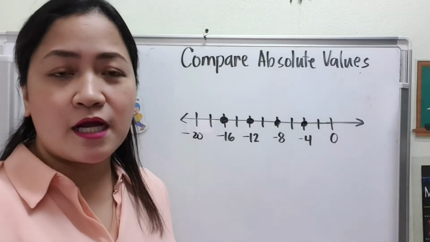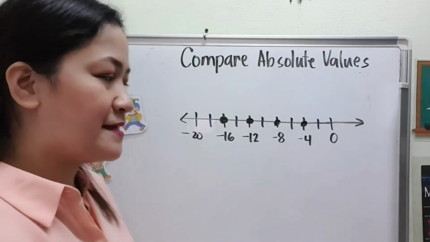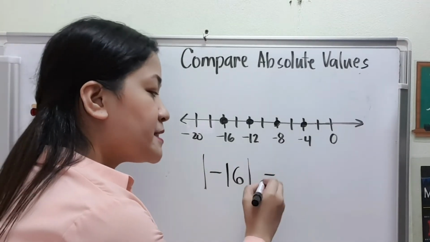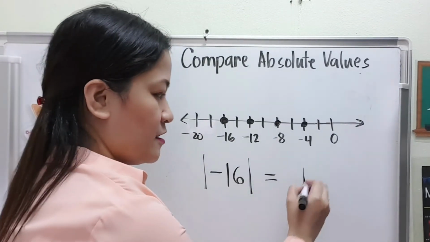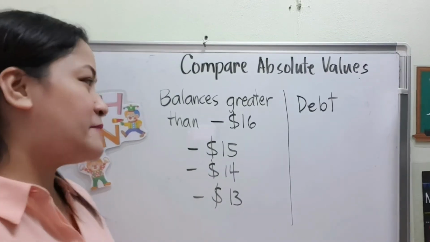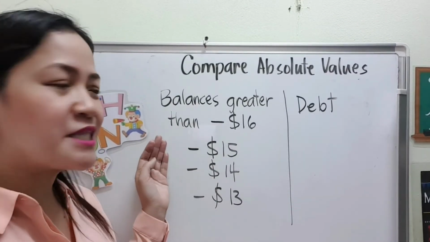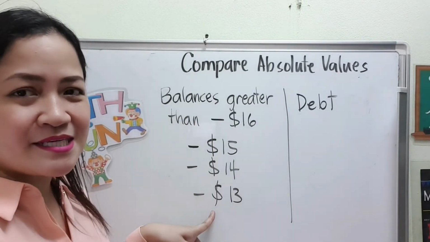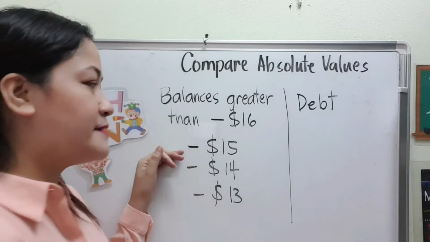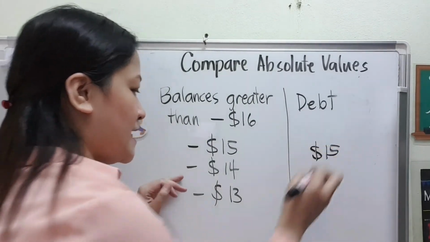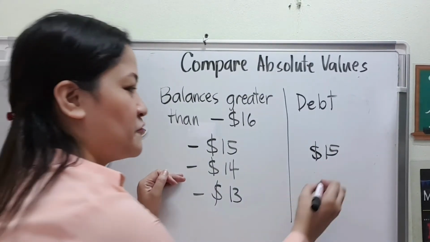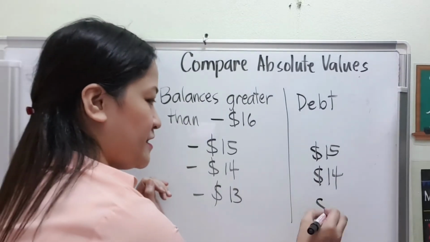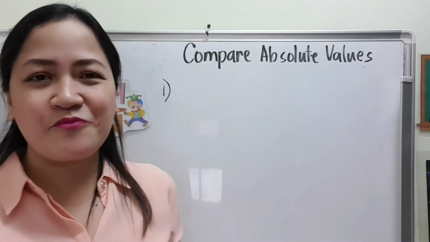Now let us express an account balance of negative $16 as a debt. So in this situation, the absolute value of negative $16 represents a debt of $16. Let us have this table. Balances greater than negative $16 are negative $15, negative $14, and negative $13. So negative $15 as a debt is $15. Negative $14 as a debt is $14. And negative $13 as a debt is $13. So let us have more examples.